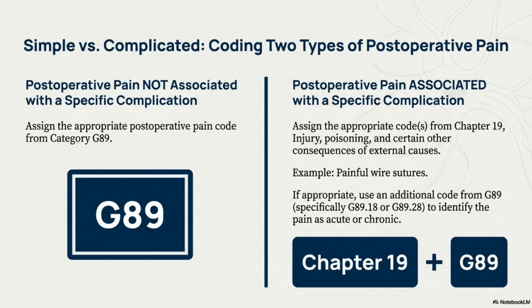If postoperative pain is not associated with a complication, assign the appropriate G89 postoperative pain code. However, when the pain is linked to a complication, for example, painful wire sutures, the complication code from Chapter 19 must be reported first. We'll cover Chapter 19 in detail later in this ICD-10-CM series. After coding the complication, you may then add a G89 code to specify whether the pain is acute or chronic, if that information is clinically supported. Understanding this distinction is essential for accurate and compliant reporting.